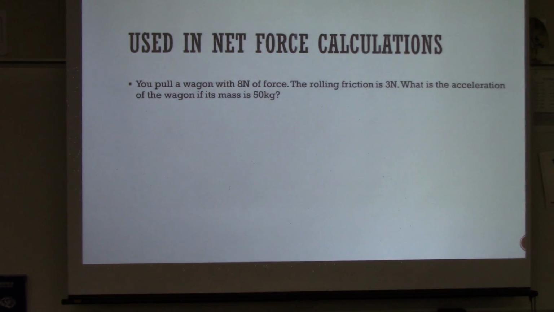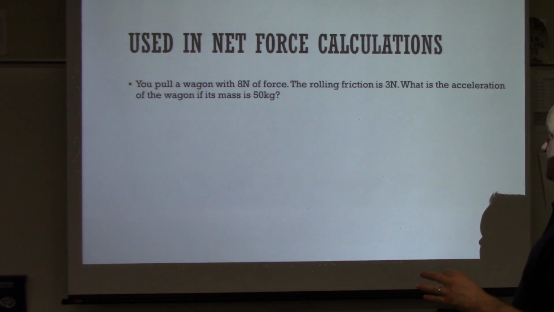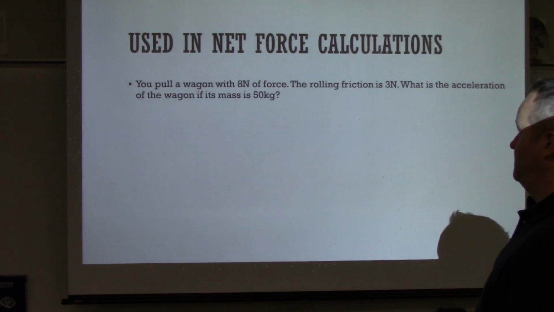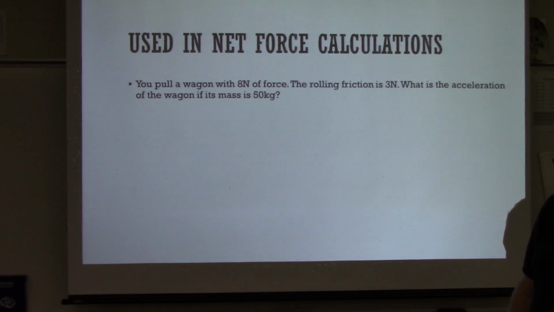So let's look at this question. You pull a wagon with 8 newtons of force. The rolling friction is 3 newtons. What is the acceleration of the wagon if its mass is 50 kilograms? Take a moment, try to solve that, and then I'll talk to you about the solution.